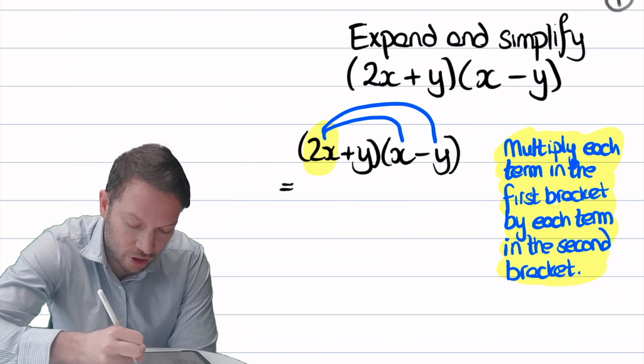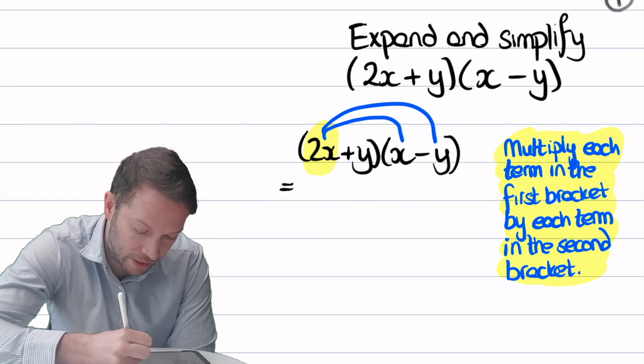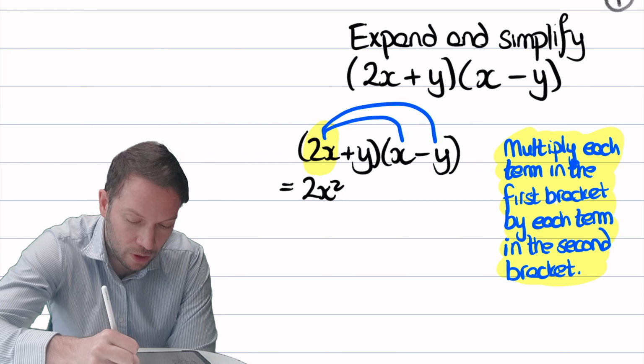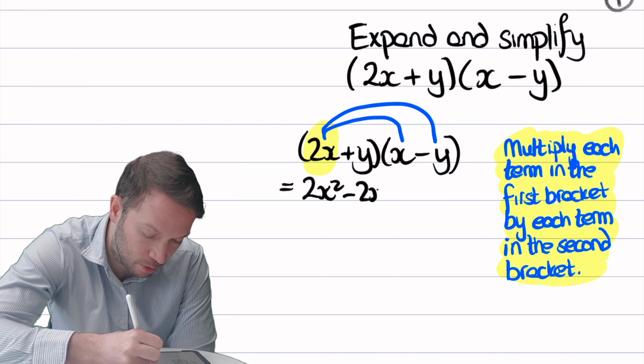We're going to do the 2x times the x, which is 2x squared. And then we do the 2x times the minus y, which will be minus 2xy.